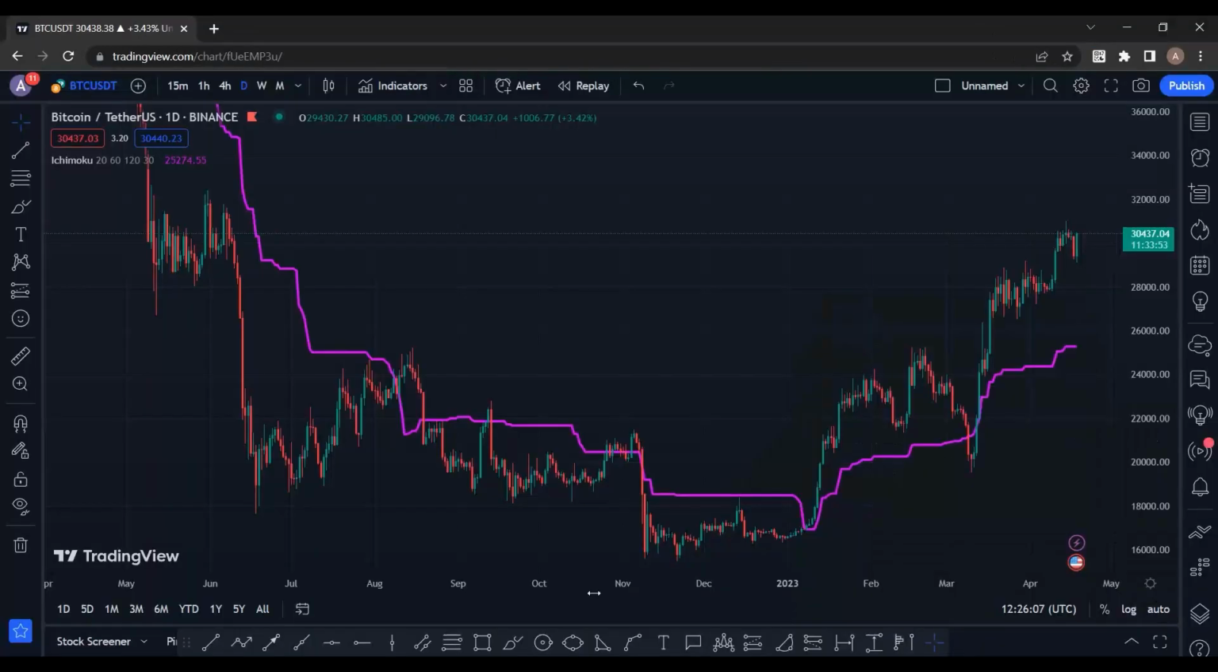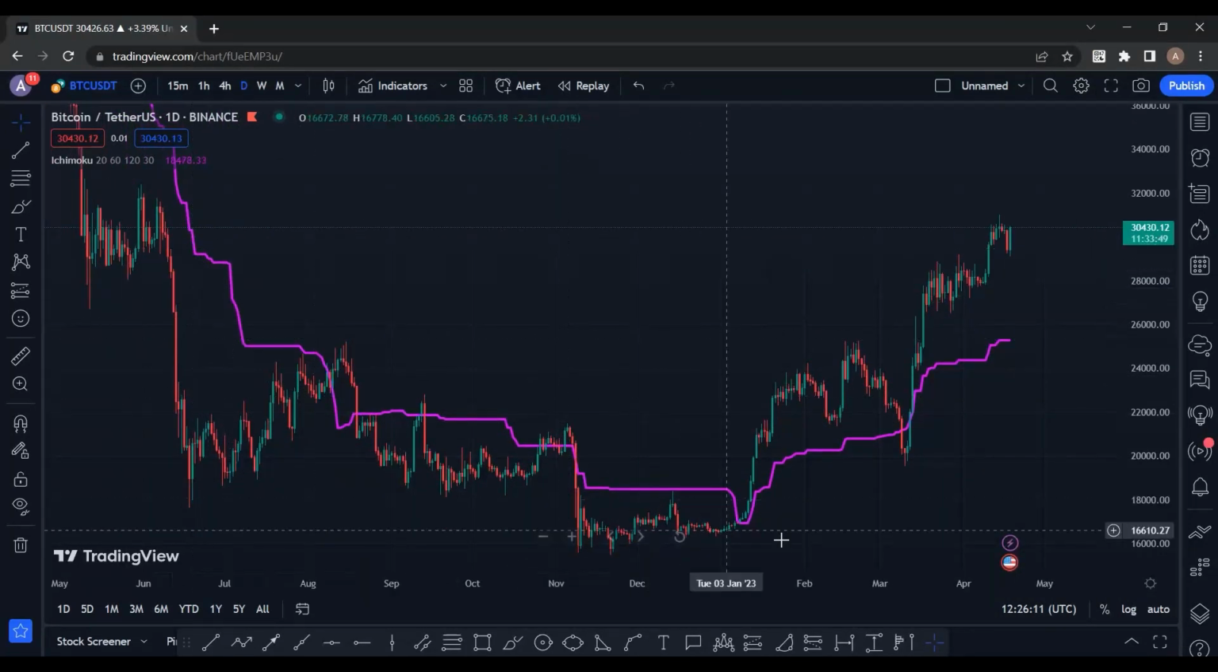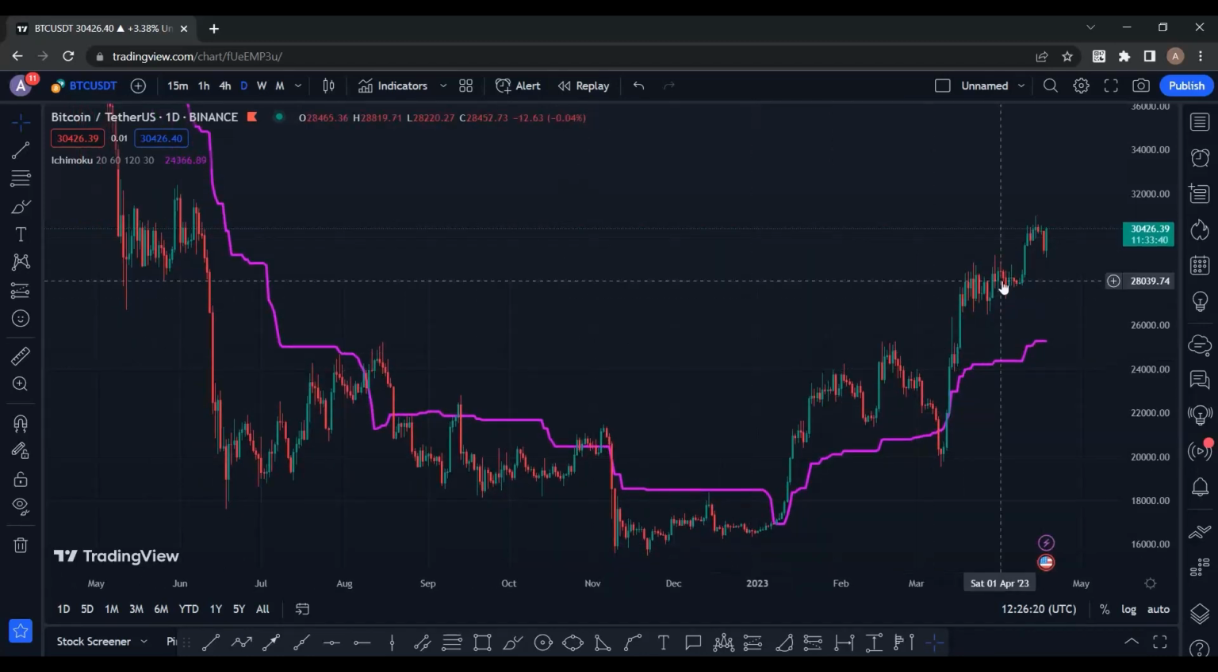Let's do it. So this is the Bitcoin chart, and as you can see, this is the Kijun-sen, and we said that the Kijun-sen line acts as a support or resistance. It's strong and slow, and if it's below the current price, it acts as a support. If it's above the current price, it acts as a resistance.